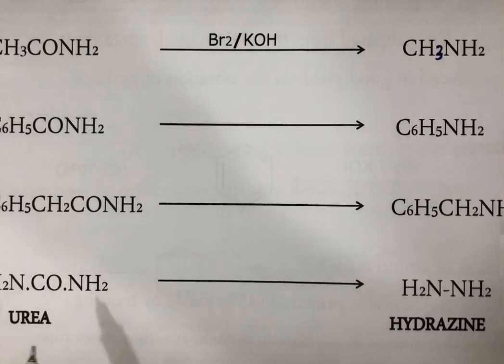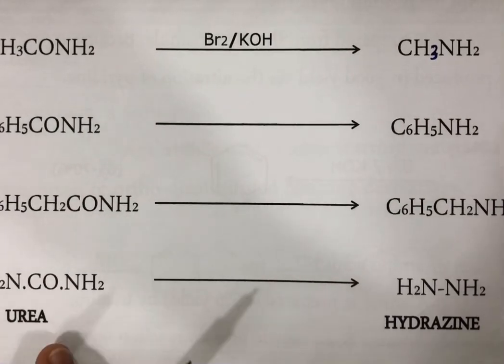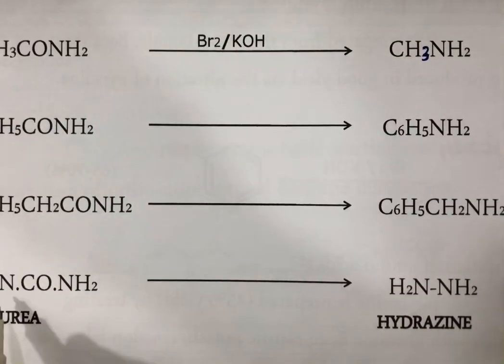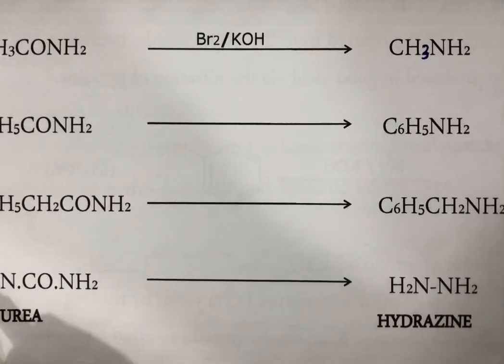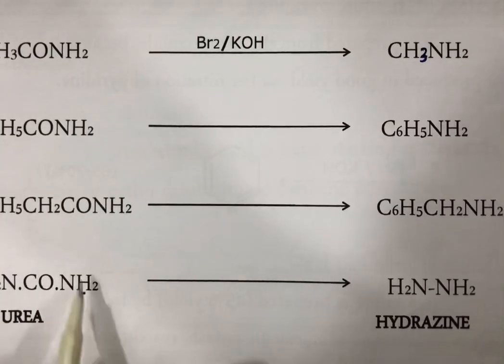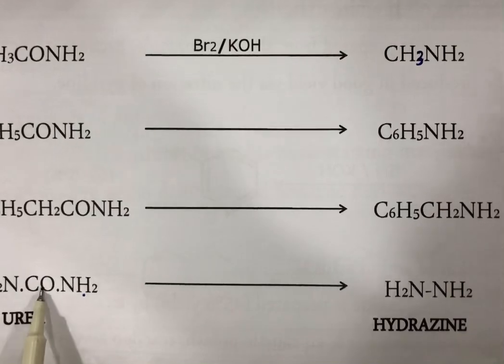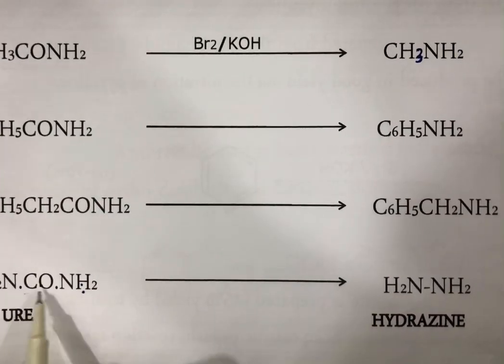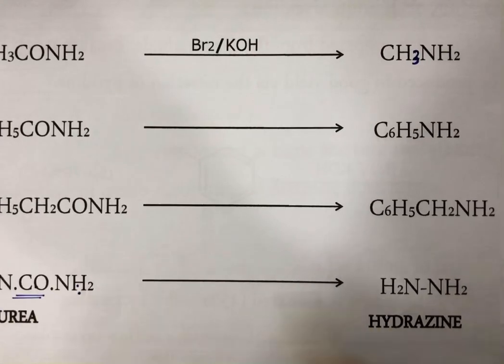One interesting reaction is hydrazine from urea. Urea, NH2CONH2, an amide and amine, will convert into hydrazine. Only the C double bond O group will be removed.